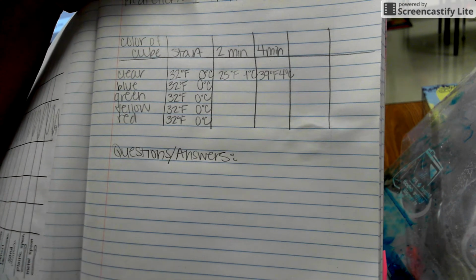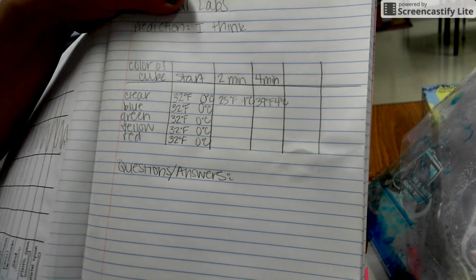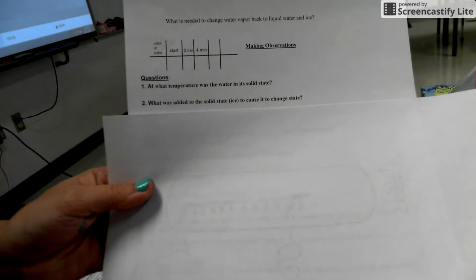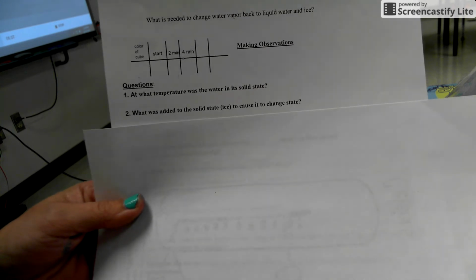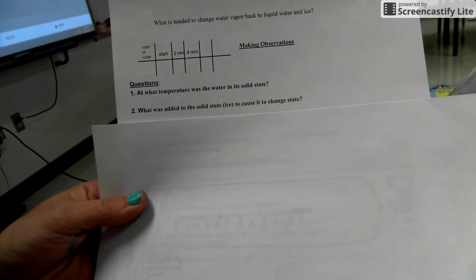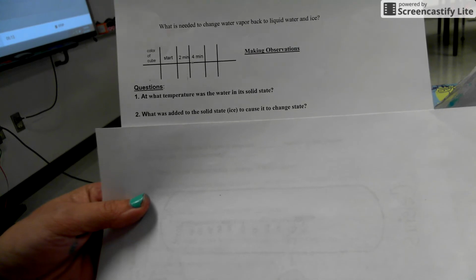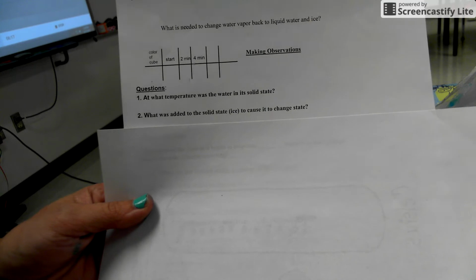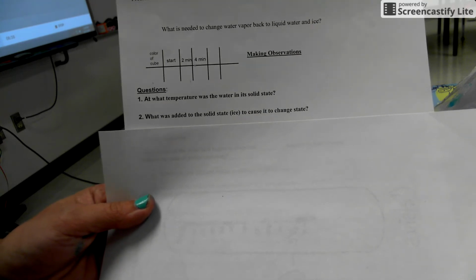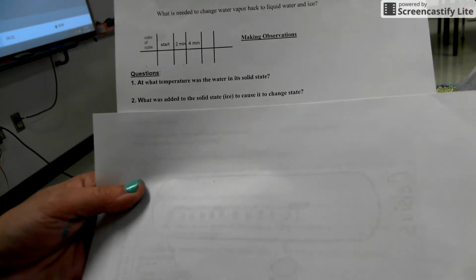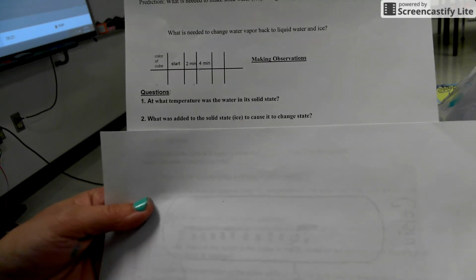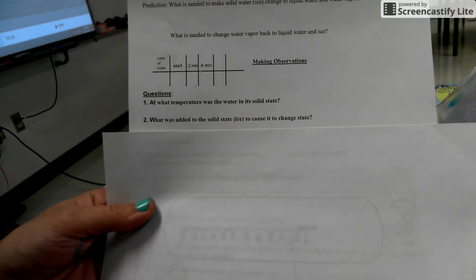Underneath, I want you to write the words questions and answers because I want you to answer these 2 questions. The first one is, at what temperature was the water in its solid state? So go back and look at your chart. Use a complete sentence to answer that. And then number 2, what was added to the solid state or the ice to cause it to change state? So think about that and what we did in our groups. So answer those 2 questions.